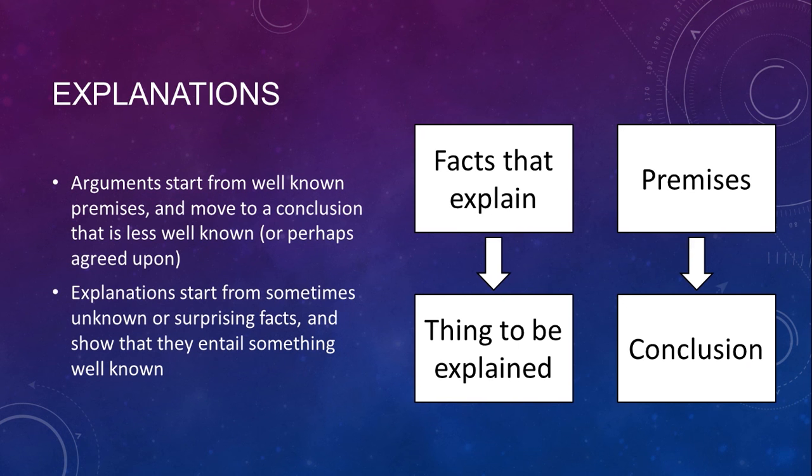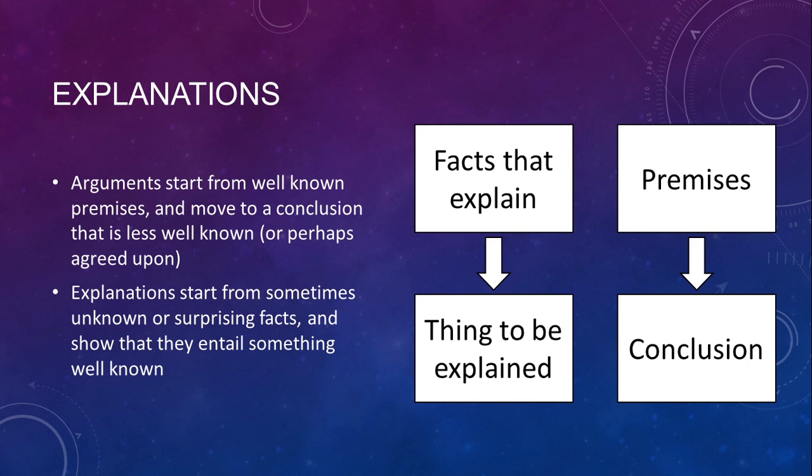Okay, so here's the basic picture. Arguments start from well-known premises. They start from things that you should either know already or be willing to agree on, and move to a conclusion that is less well-known or perhaps less agreed upon. The premises should be stuff that you can agree upon. The conclusion can be something you might agree upon, or it can be something controversial or not really well known. Whereas explanations oftentimes start from something unknown or unexpected.